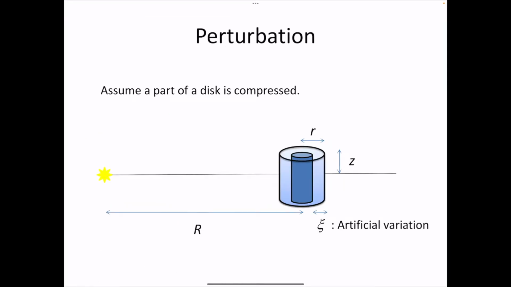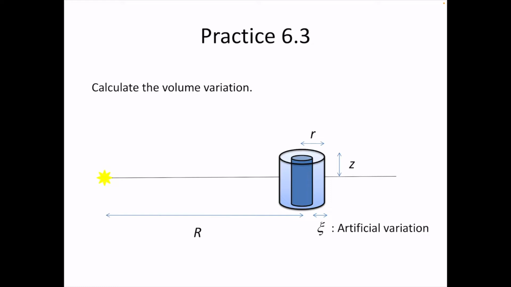At first, we'd like to consider perturbation. So assume a part of the disk is compressed. We consider a cylinder region with the radius of r and the height of 2z. r is compressed to r minus z. Then calculate the volume variations. The change of the volume can be calculated after the compression.